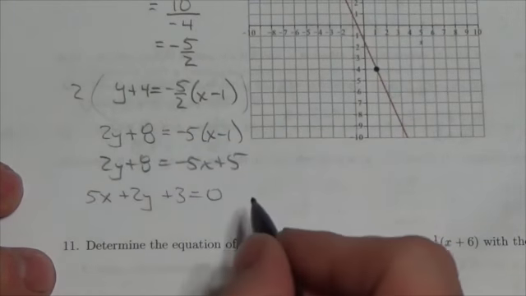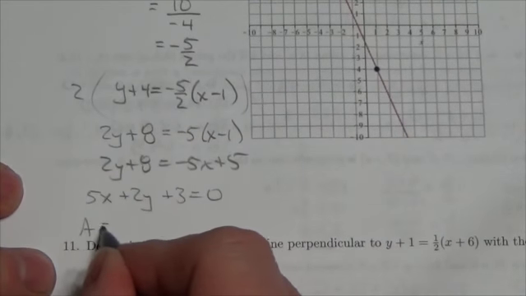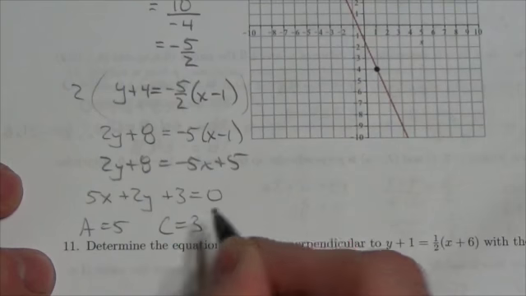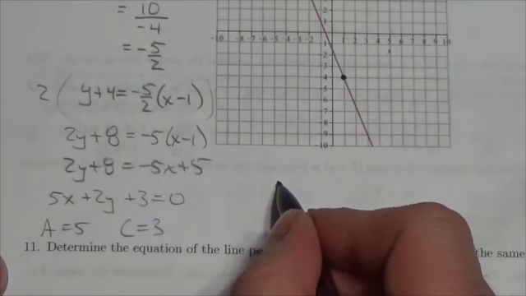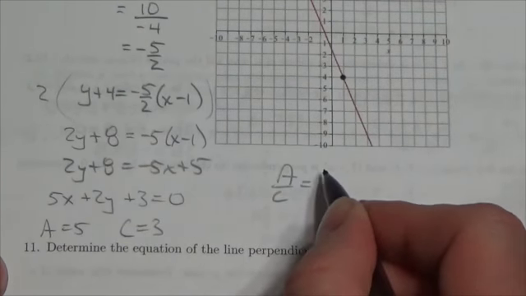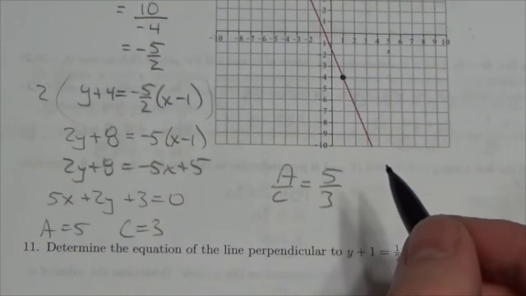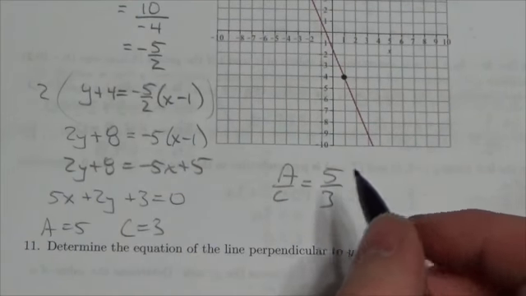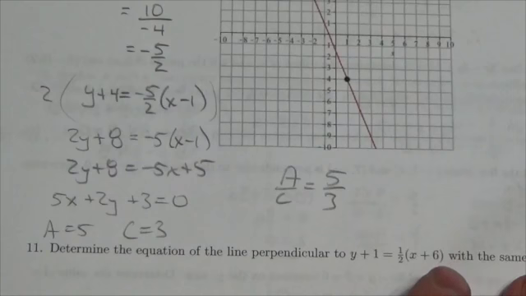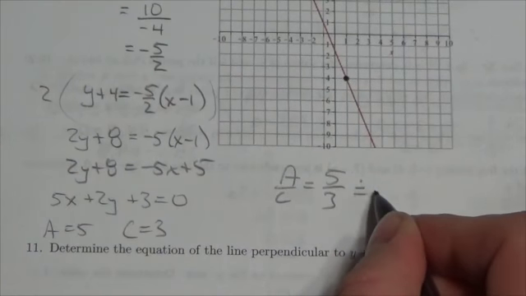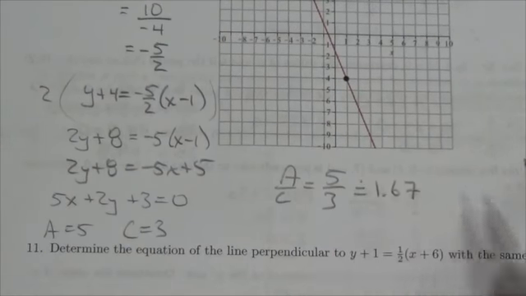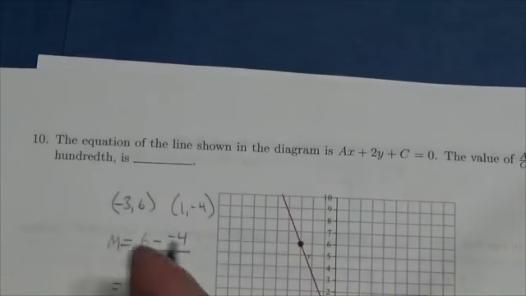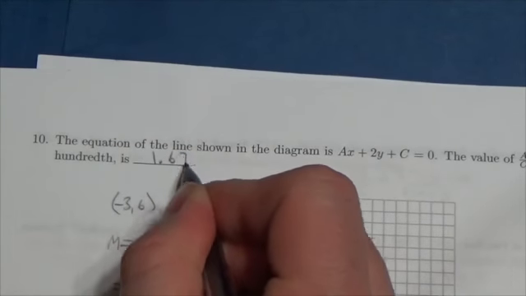because I see that in the original equation here. So my a value here is 5, my c value is 3, and so a over c is going to be 5 over 3, and then to the nearest hundredth, because that's what this question is asking for, okay, this is going to be approximately 1.67. So I run up here and I'll put 1.67.